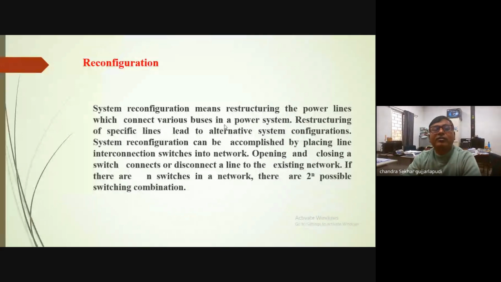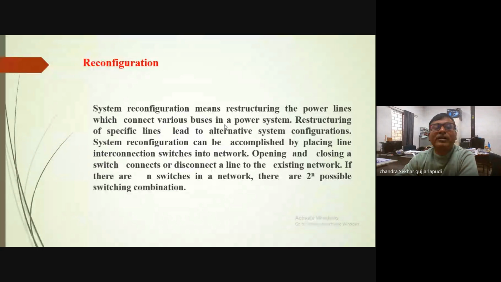Why are we talking about reconfiguration? Because we are interested in improving the voltage level or voltage profile, as well as the voltage stability, for a particular distribution side. Whenever you are thinking about the distribution side, feeder management is one of the important aspects, and that feeder management normally can be done using reconfiguration.